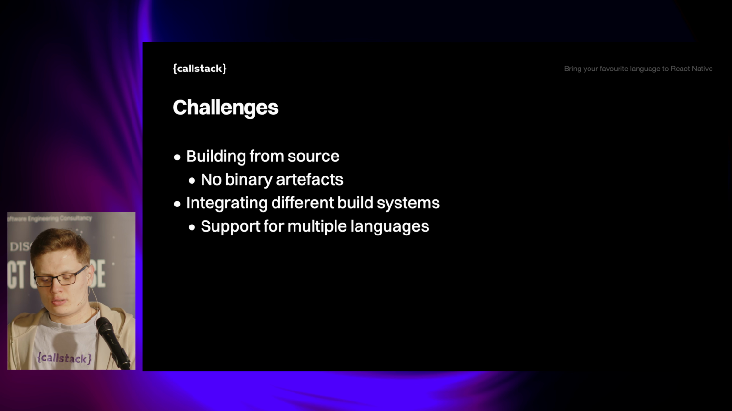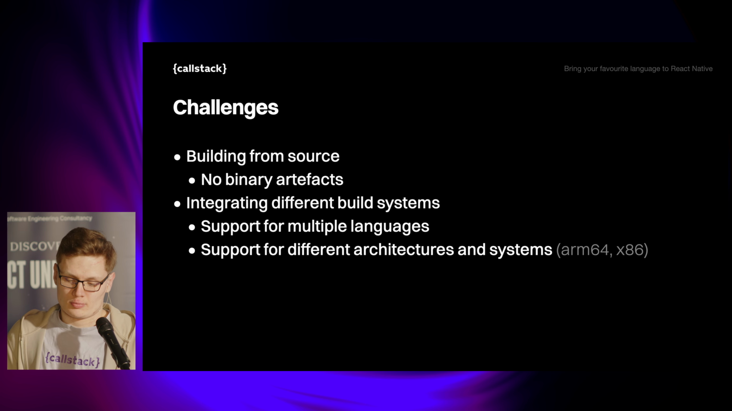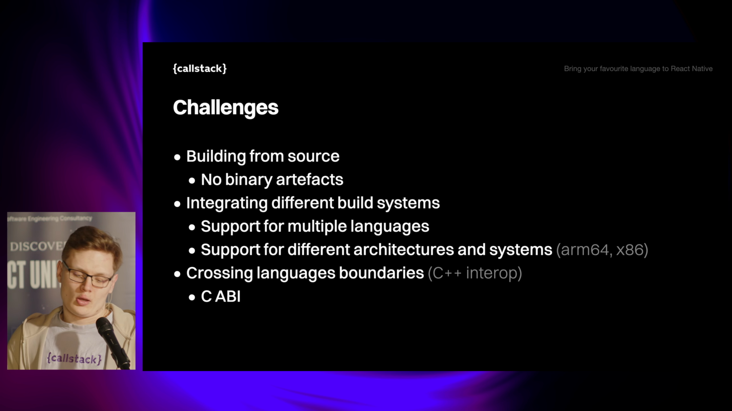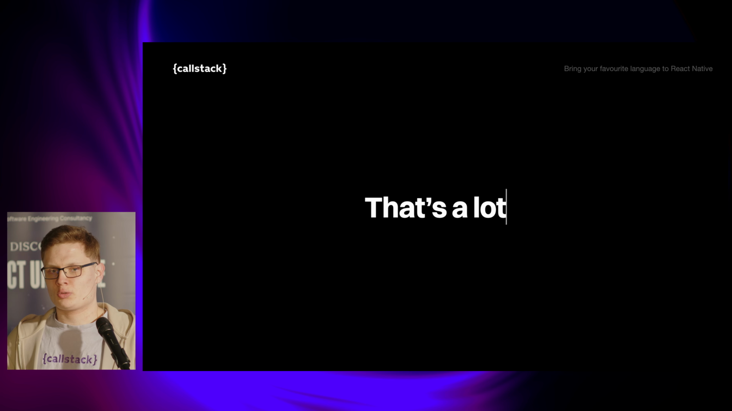We also need to tackle the issue of supporting multiple languages, as mentioned, and also different architectures, platforms and systems. There's ARM64 for phones, x86 for PCs. So there is a lot to handle here. And obviously, we need to cross language boundaries because that's the core issue here. So, C or C++ interop between different languages using the C ABI or C++ ABI. And that's a lot. We don't want to handle all those issues. We chose React Native because it's simple. We like React. We want to create native apps. So that's complicated, and that's too hard.